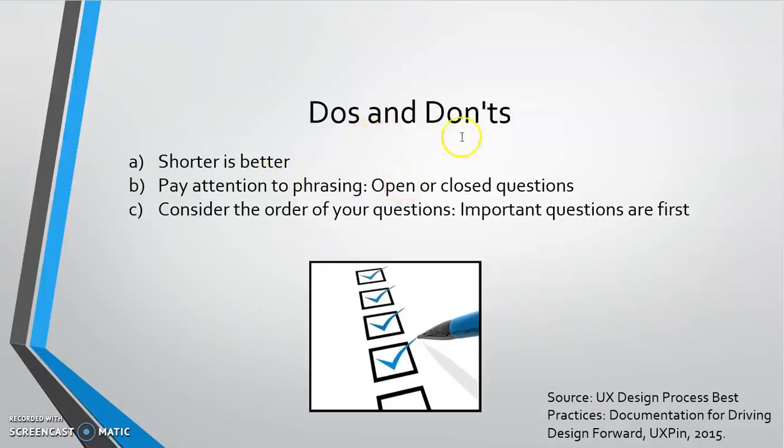There are 3 do and don'ts in a survey. Shorter is always better. Pay attention to phrasing, open or close-ended question, and consider the order of your question. Important question should go first.